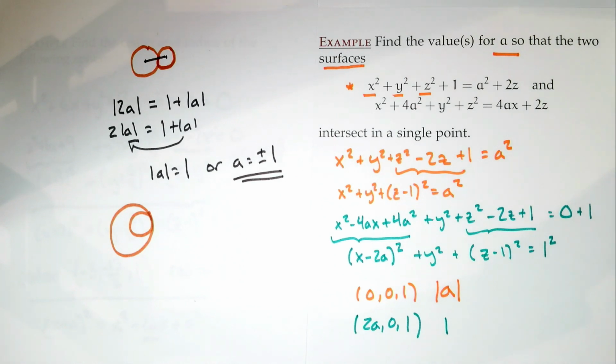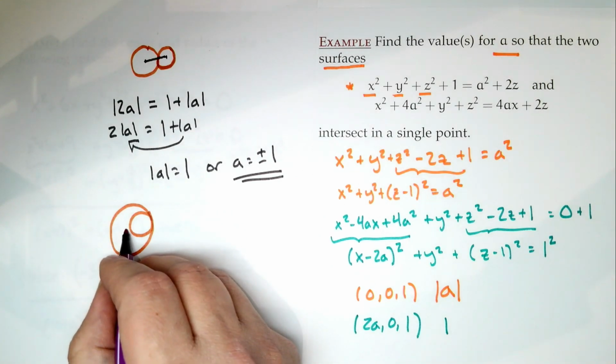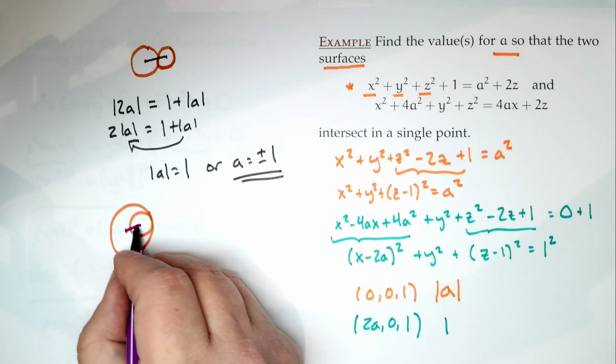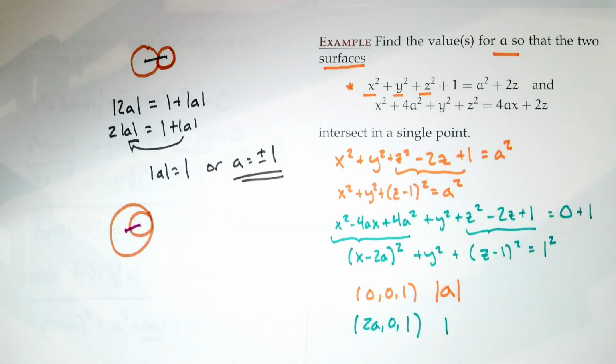All right, well, that's one thing that could happen. What's something else that could happen? Well, in this picture, what's true about the distance between the centers? The bigger radius minus the smaller. Yeah, the distance between the centers is the absolute value of the difference between the radii.